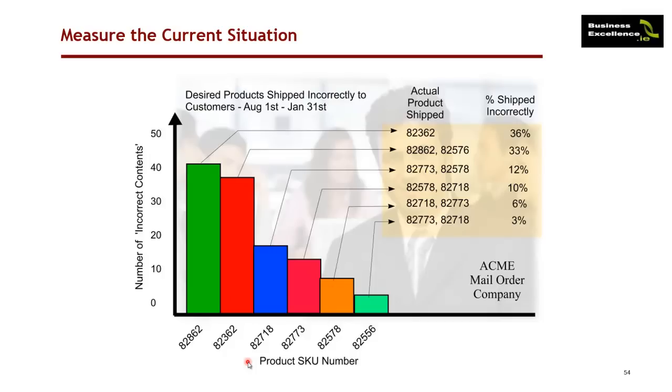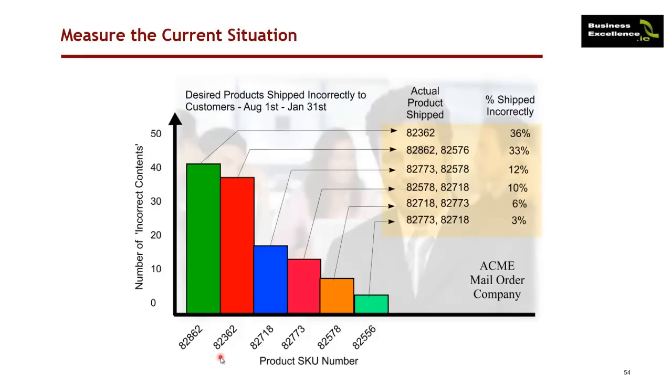On this particular graph, what we're showing is the SKU numbers on the x-axis, and on the y-axis we're showing the number of incorrect contents. So for example, the way this graph works is if a customer asks for 82862, in this case, if we follow the line, 36% of the time that product was shipped incorrectly. And they got this product instead, 82862.